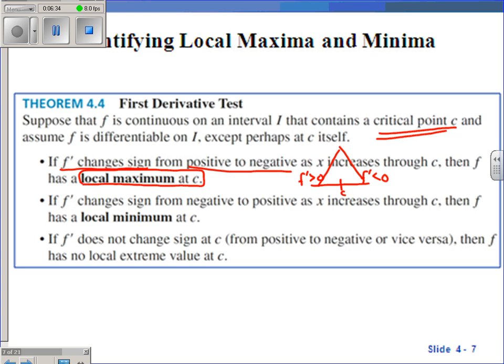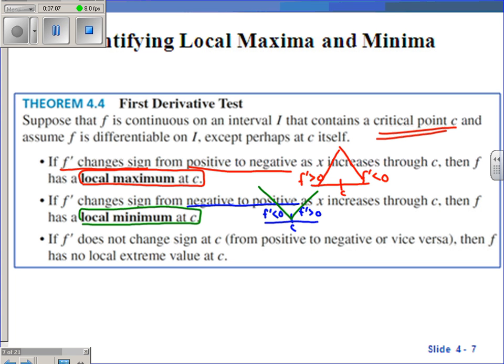Okay, so now if f' changes signs from negative to positive after you pass c, so here's our c, the derivative is going to be negative on one side, so f prime is going to be less than 0, and then it's going to be greater than 0 on the other side. So in our graph, the function's falling to the left since the derivative is negative, and then it's rising to the right since the derivative is positive, and we're going to have a local minimum at x equals c.